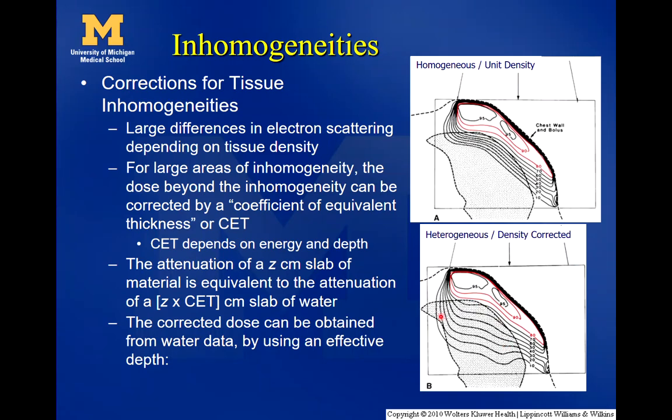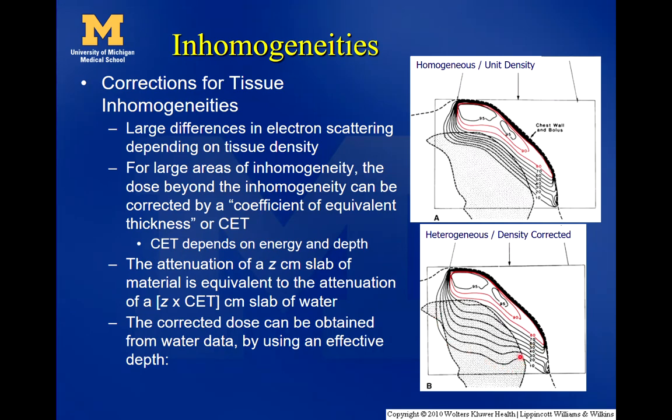Coming to the modern age, we can actually do heterogeneity corrections. We can tell the planning system this lung is not water density, it's maybe like 33% of that, and you'll get this very different dose distribution. The weird thing about this one is in the areas that were basically unit density, like this part of the chest wall, the 95 isodose lines are about the same. The 90% is about the same, the 80 is about the same, but the big difference is in the lung.